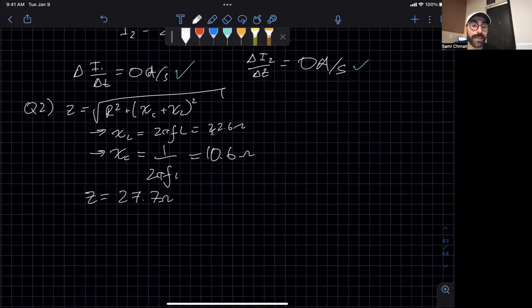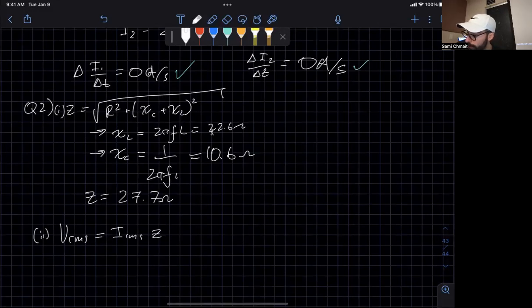Now, to find the VRMS across each of the circuit elements, what you need is the RMS current. And to solve this, we can use a modification on Ohm's law, which is VRMS is equal to IRMS times the impedance value we just solved for. Do a little bit of rearranging, and you can solve for that IRMS.